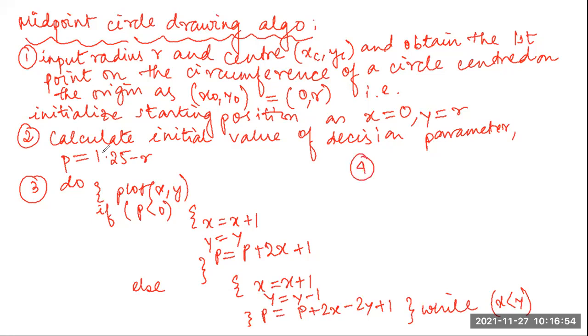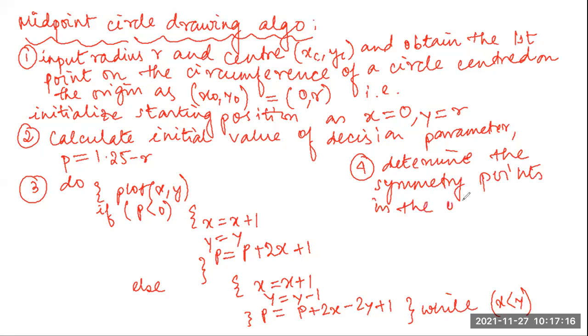This do loop will continue while x is lesser than y. This is the base condition. Okay. And just one line, the last step is to determine the symmetry points in the other 7 octants. Fine. So this is my algorithm.